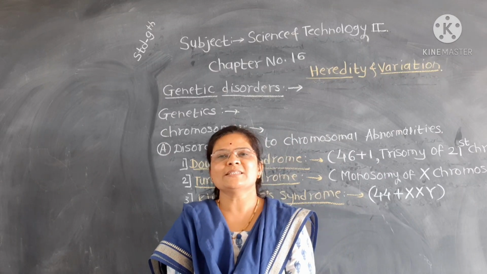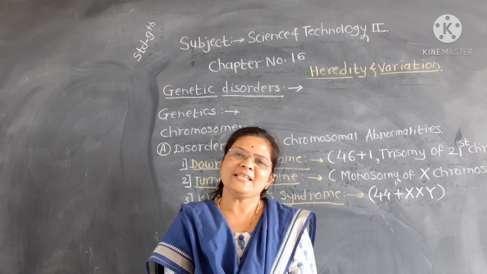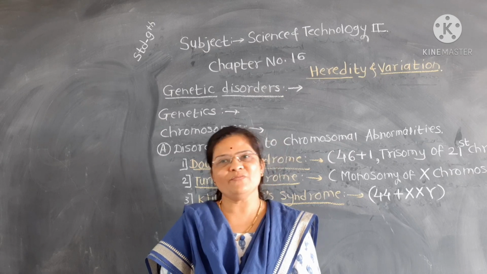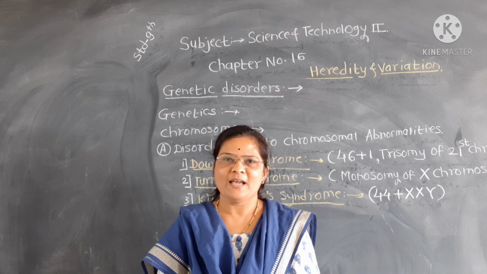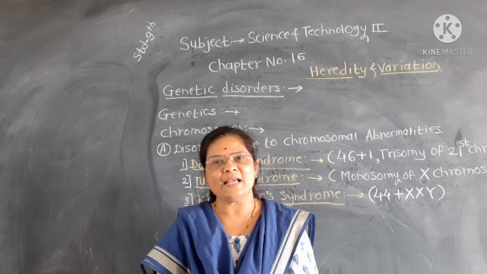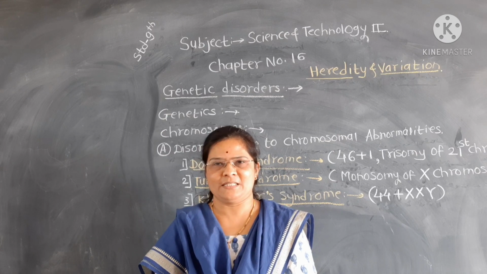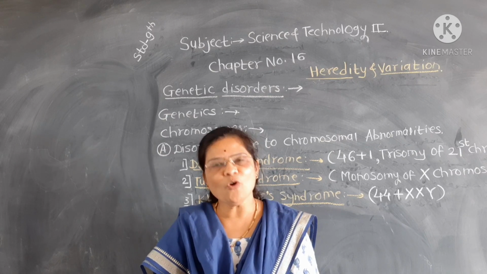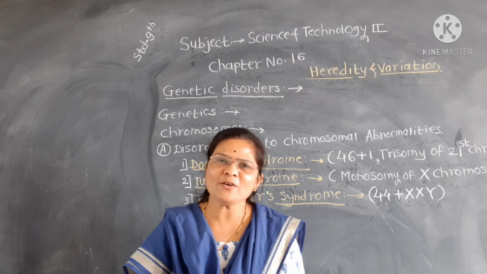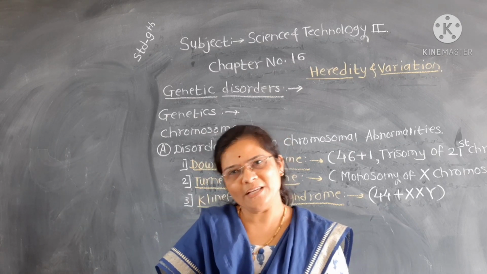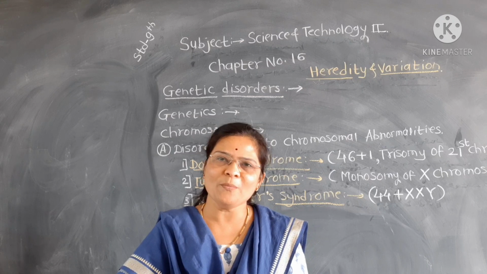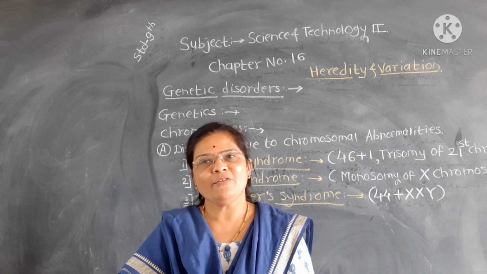Good afternoon, students. Genetics is the branch of science which deals with the study of transfer of characteristics from parents to offspring. In human beings, how many chromosomes are there? 46 chromosomes are present in human beings, in 23 pairs.